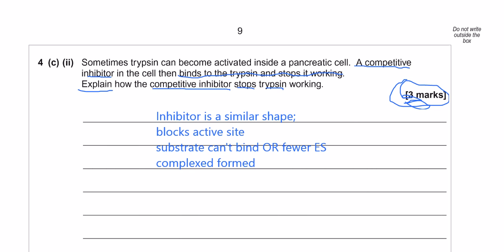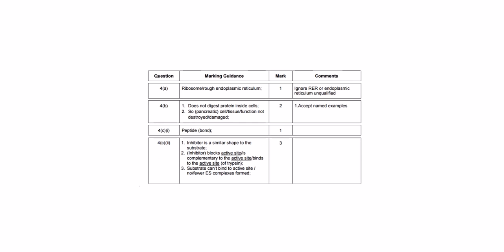There were a few answers that were a bit disappointing because it does say a competitive inhibitor. Unfortunately, some of you talked about non-competitive inhibitors and how they fix to other parts of the enzyme and change the active site. I think that's just a basic lack of revision there. Just be very, very careful. You know which type of inhibitors do what particular functions. Here's the answers to question 3.